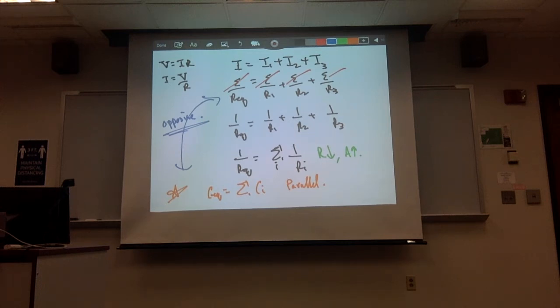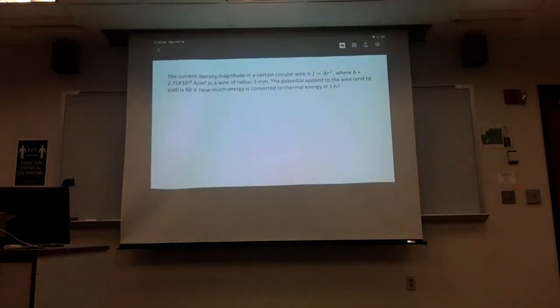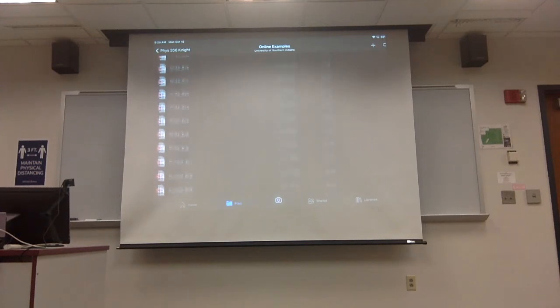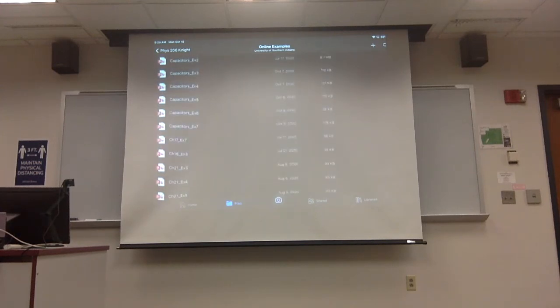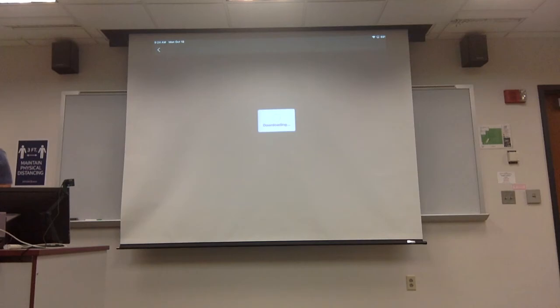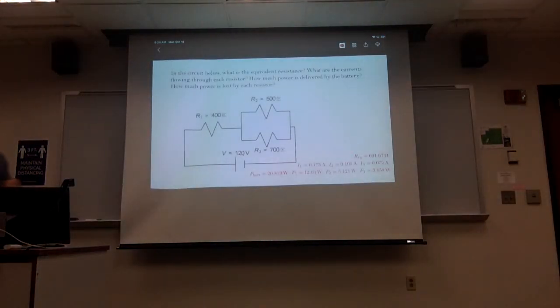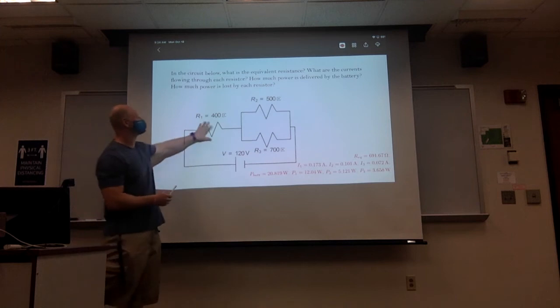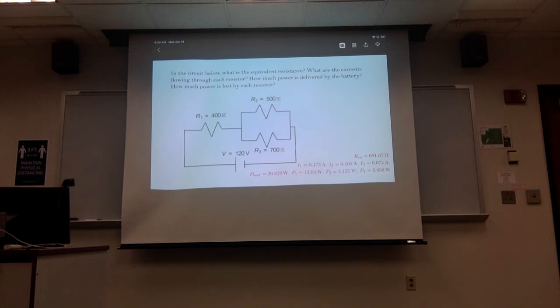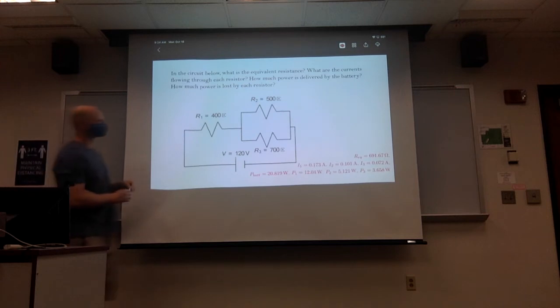Okay. So good. So let's do what we did last time too. Let's simply look at a few examples of this. This says, in the circuit below, what is the equivalent resistance for these 3 resistors? What are the currents flowing through each one of the resistors, and how much power is delivered by the battery? And then how much power is lost by each individual resistor.